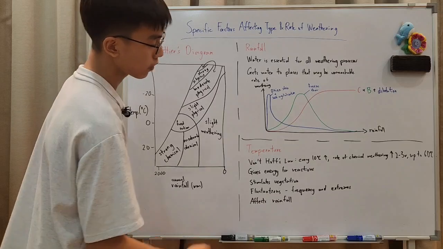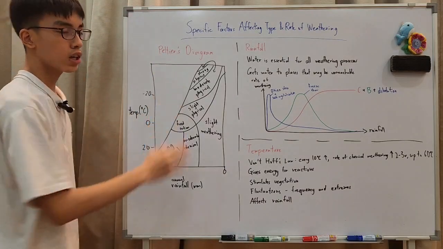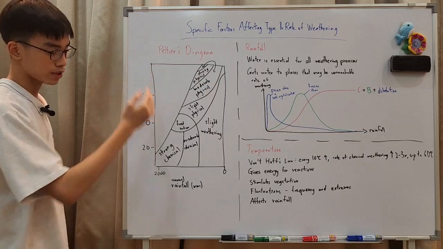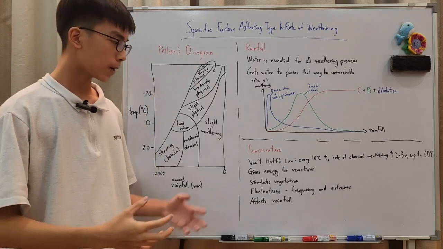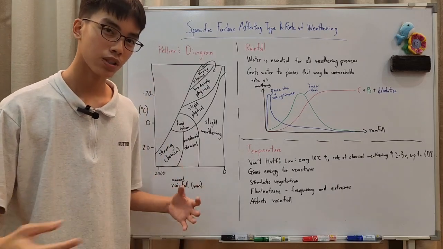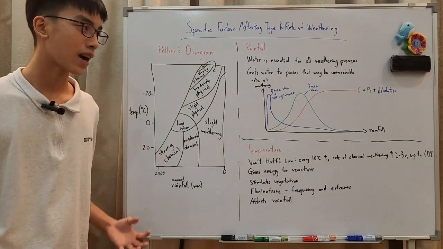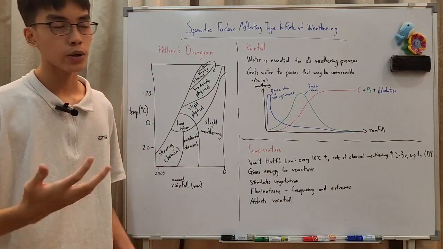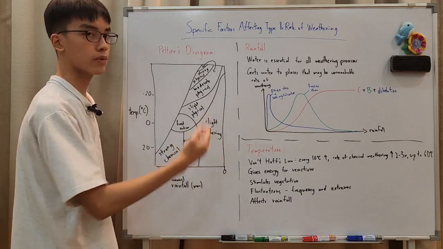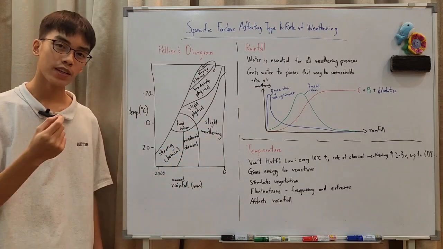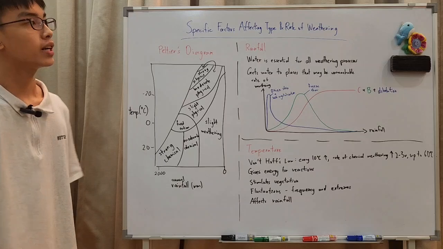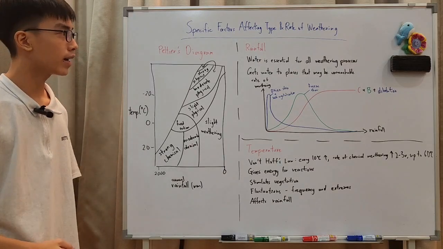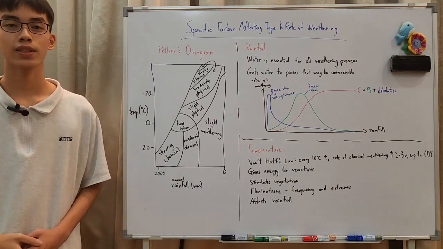Also, temperature affects rainfall. As I mentioned just now, you can't have very low temperature and a lot of rainfall, because you need high temperatures to bring your evaporated water up and cause rainfall. And so that's how you can argue that temperature is more important than rainfall. This sums up the specific factors such as rainfall and temperature that affect the type and rates of weathering. Make sure you know your Peltier diagram, and that sums up the weathering chapter. I'll see you guys in the next video.